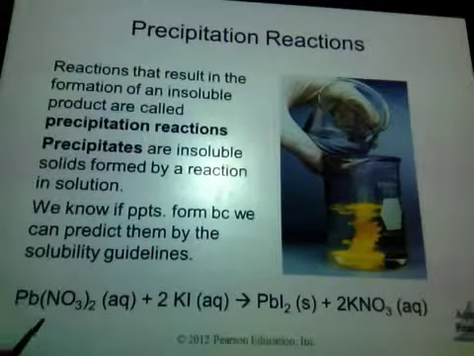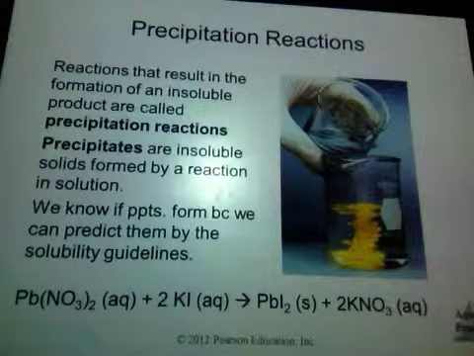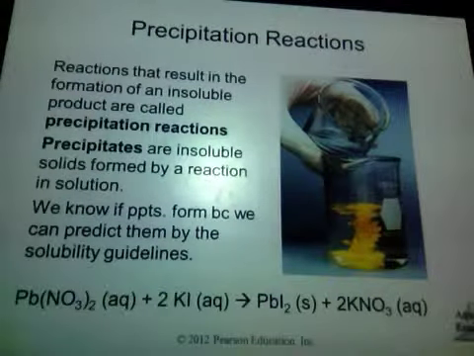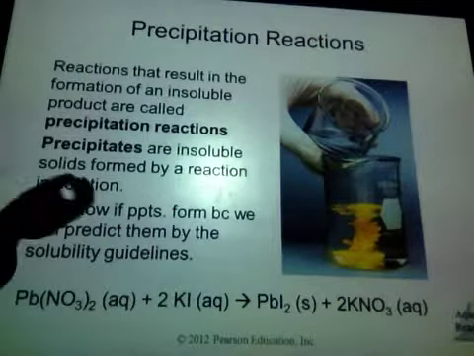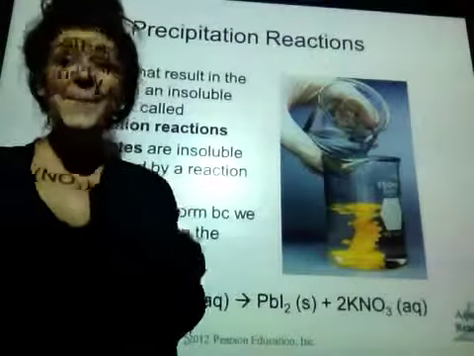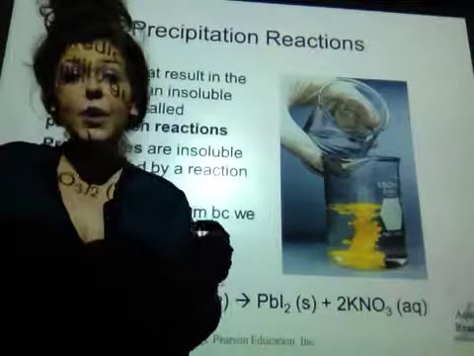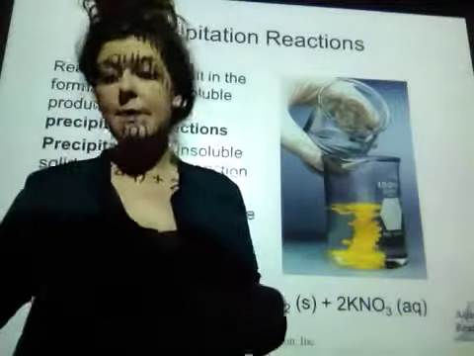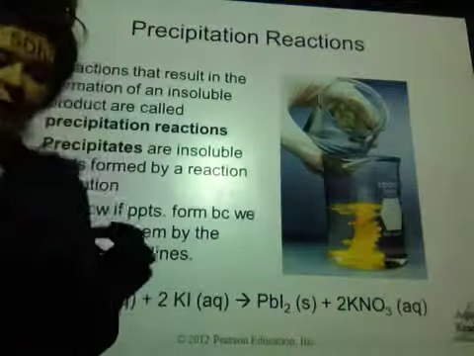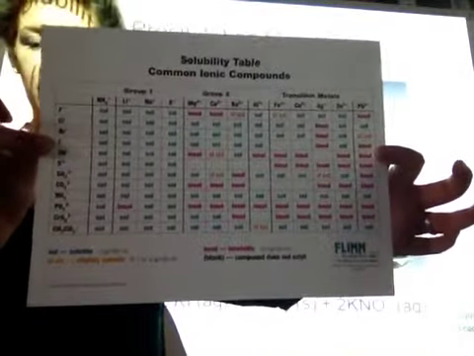We know if precipitates form because we can predict them by the solubility guidelines. Oh yes, solubility rules. The really awesome thing for you though is that in the past years, all AP chemistry students had to memorize those solubility rules. This is the first year that they are going to give you the solubility rules if you need them. So I am having Mrs. Patel give you a really awesome solubility table.